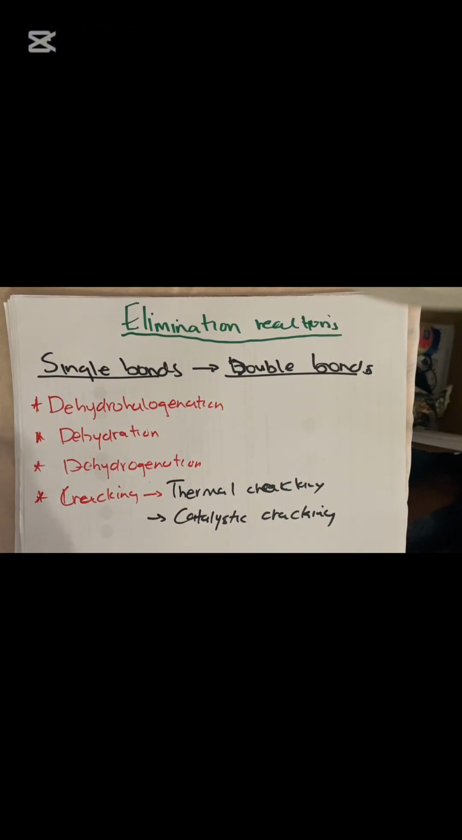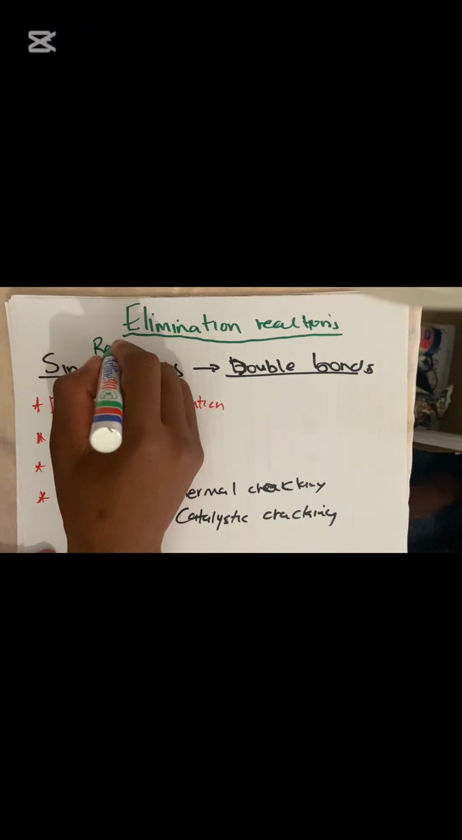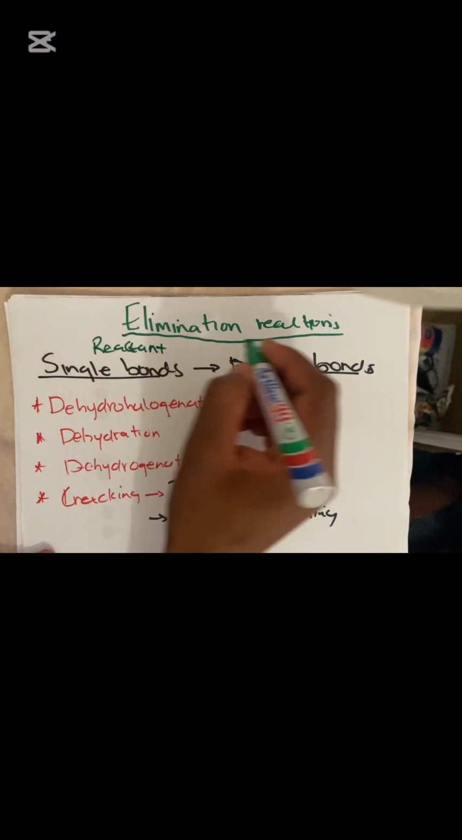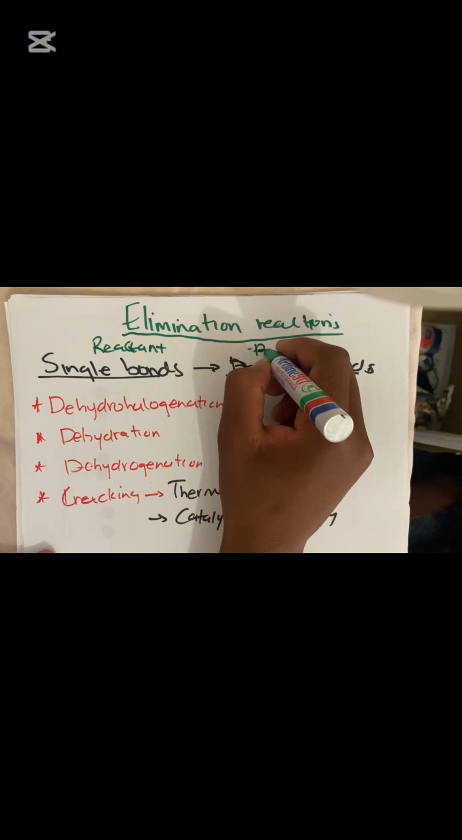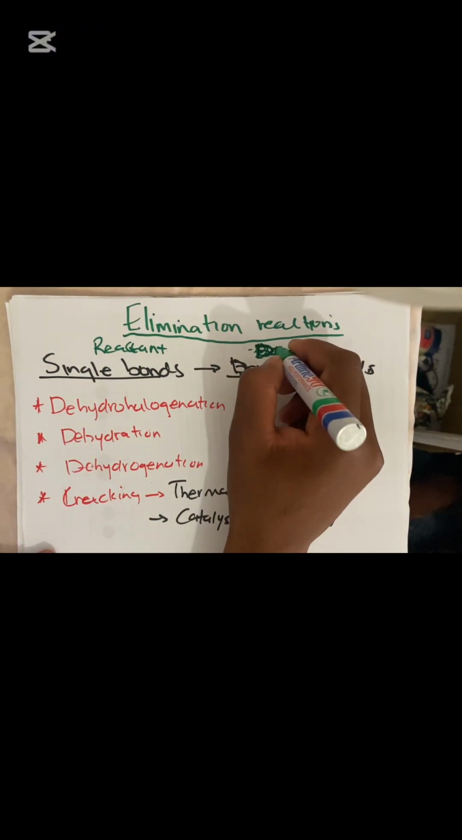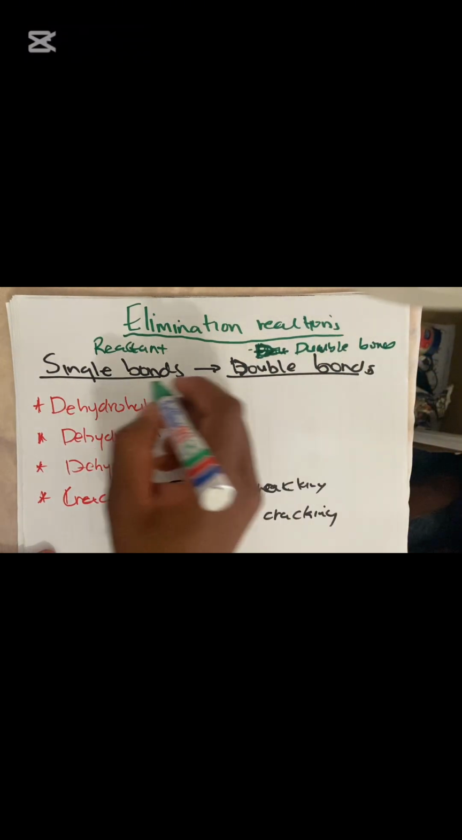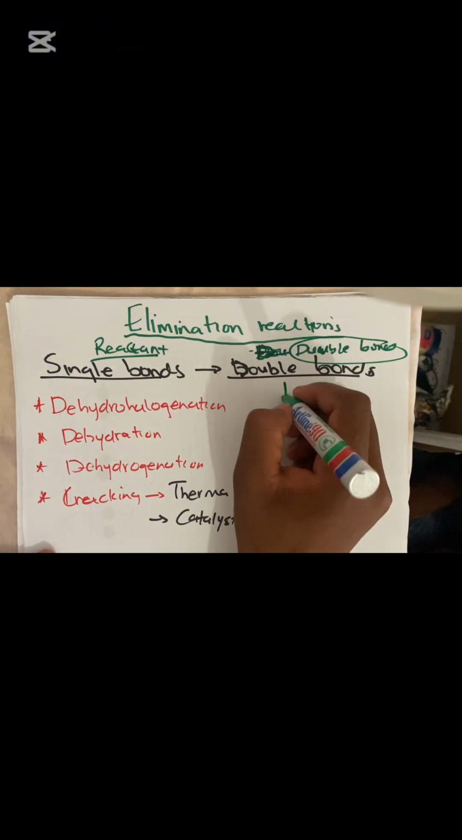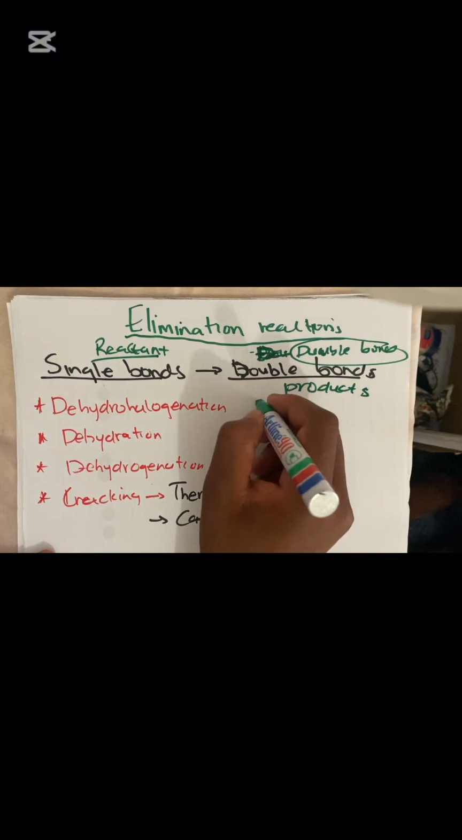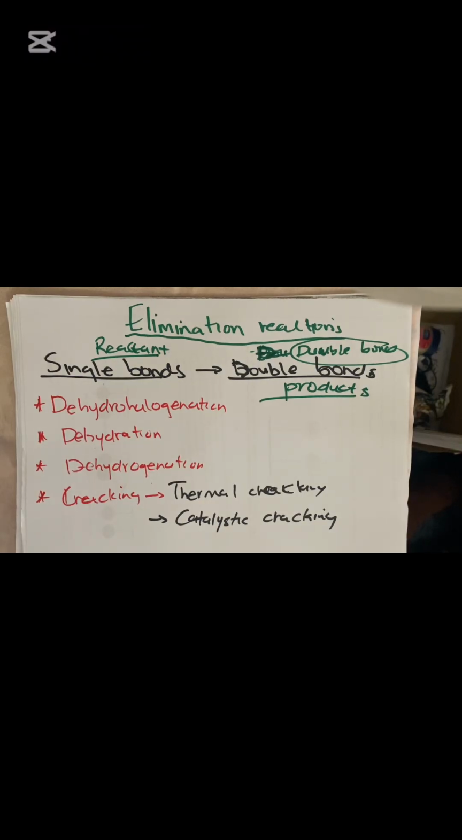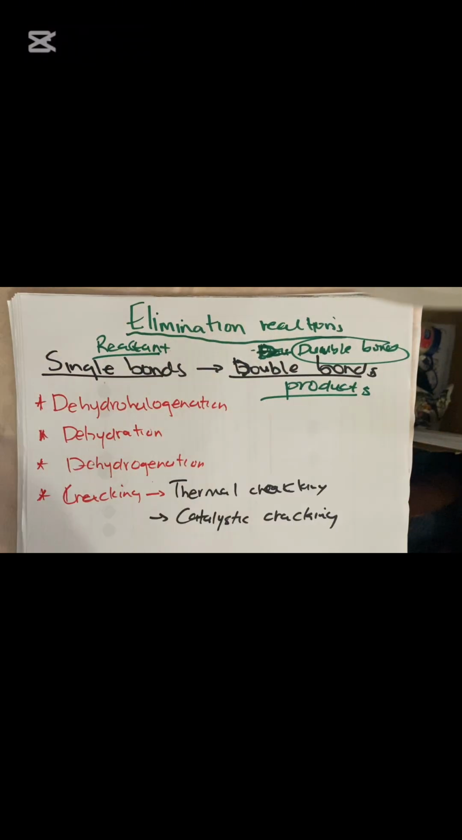Remember, guys, if you see that the reactants have single bonds, and at the end you find that you have some double bonds, then you must know that that one is an elimination reaction. If the reactants are double bonds and the products are single bonds, that is not. So let's get to each one of them step by step and understand what is what.